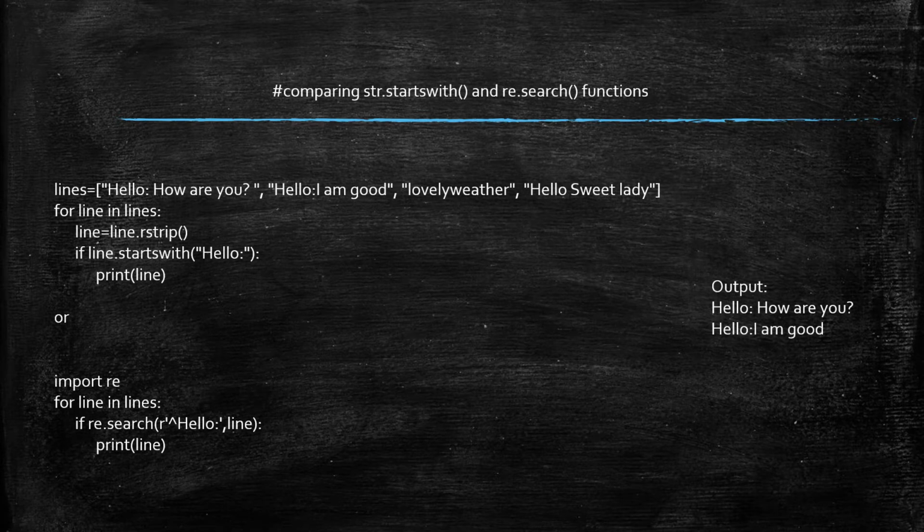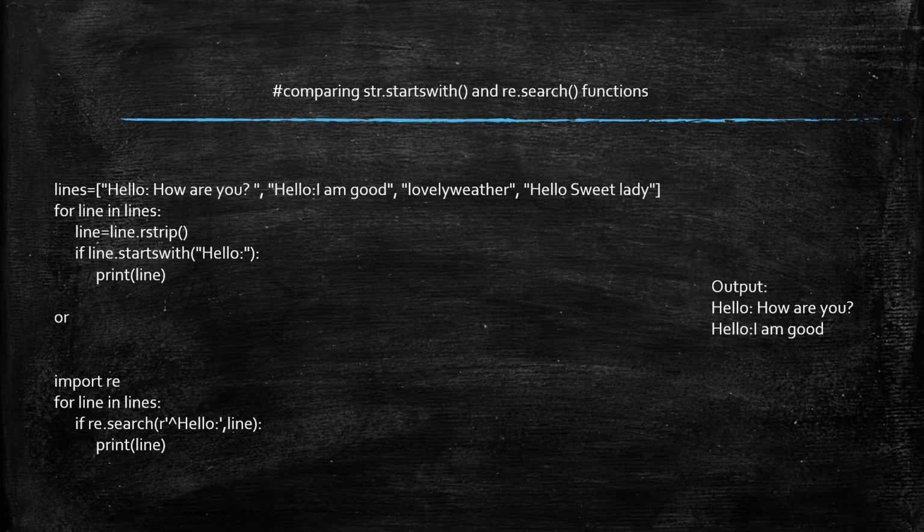In this example, we are going to compare the string function startswith and the regular expression function search. Both are going to do the same job for us. We have a list of sentences called lines. In this list, we have different sentences: the first is "hello, how are you?" Second is "hello, I am good." Then "lovely weather" and "hello sweet lady."